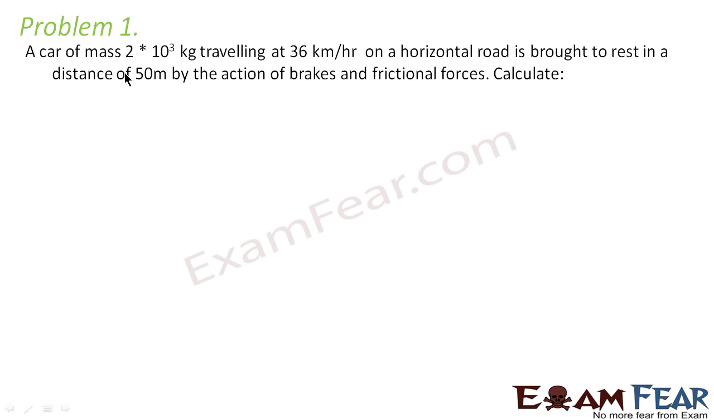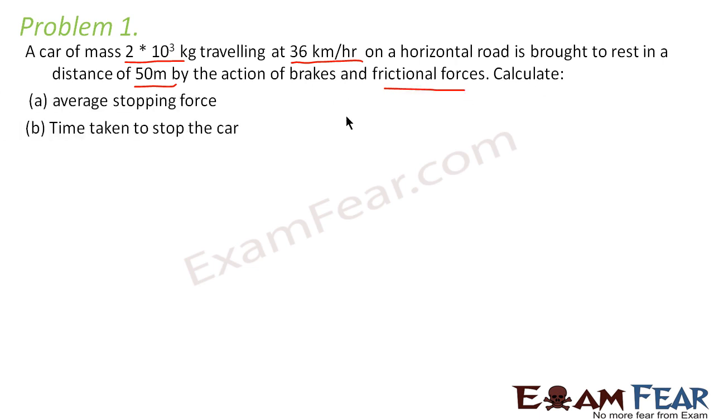A car of mass 2 into 10 to the power 3 kgs traveling at 36 km per hour on a horizontal road is brought to rest in a distance of 50 meters by the action of brakes and frictional forces. Calculate the average stopping force and the time taken to stop the car. So let us first understand the question. We have a car whose mass is 2 into 10 to the power 3 kgs. The car is moving with a velocity of 36 kilometers per hour. Now let us try solving the question.